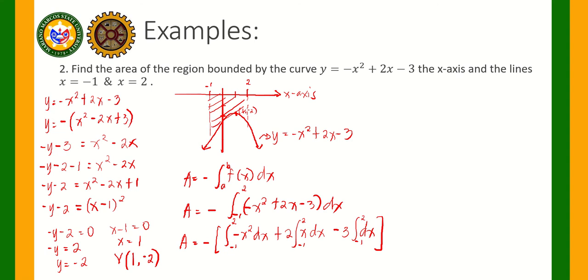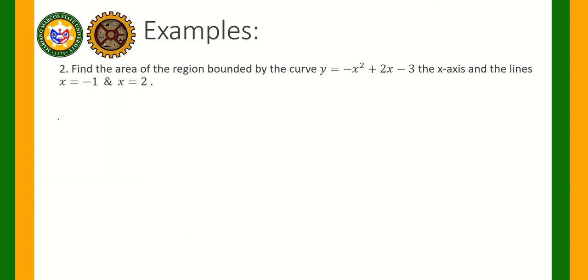Okay, so let's continue. Next slide. Area is equal to negative times the integral of negative x squared, which will be negative x cubed over 3. The integral of 2x dx is plus 2x squared all over 2. And the integral of negative 3 dx is negative 3x. So our limits are from negative 1 to 2.